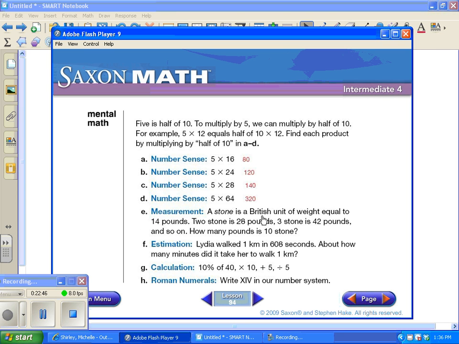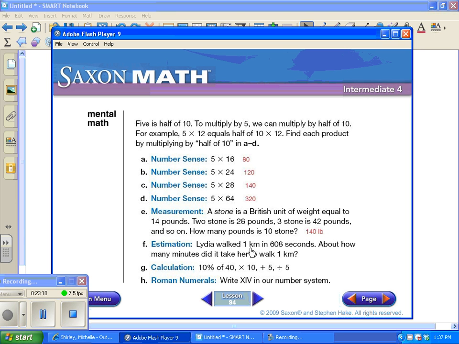Okay, here's some interesting information. A stone is a British unit of weight equal to 14 pounds. 2 stone is 28 pounds. 3 stone is 42 pounds, and so on. How many pounds is 10 stone? Well, if 1 is 14 pounds, think 10 times 14. You've got it, 140 pounds.